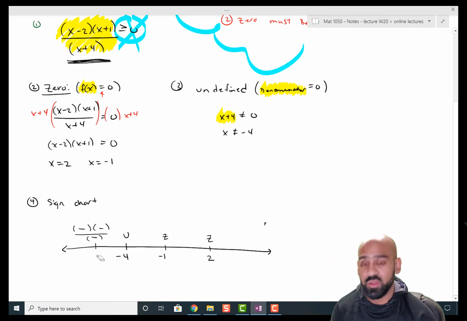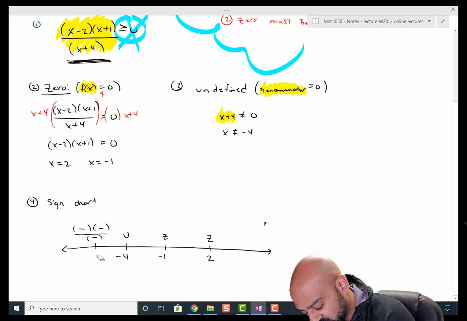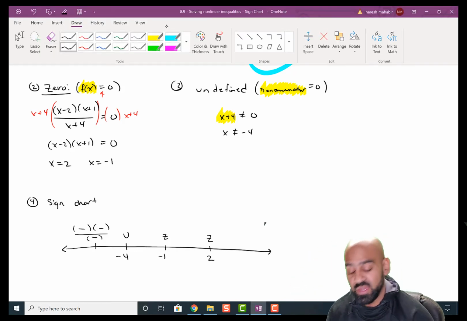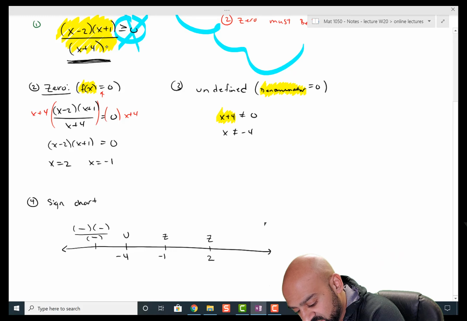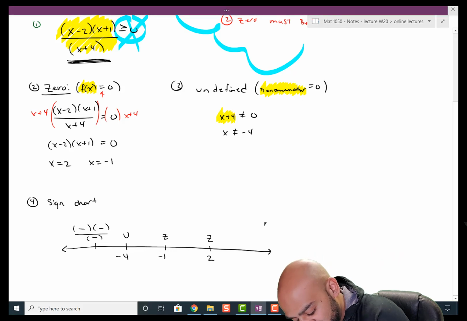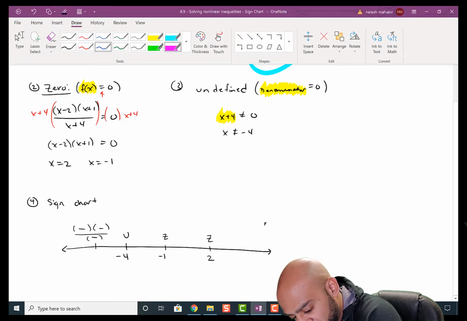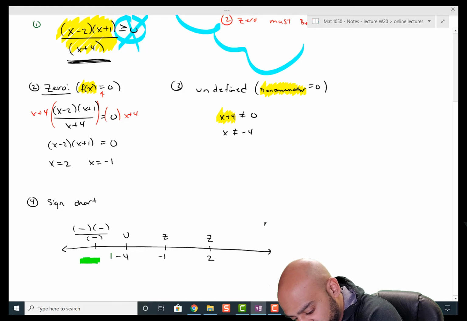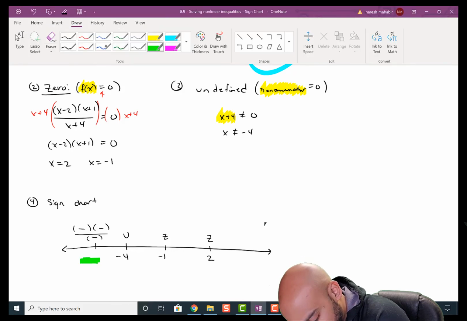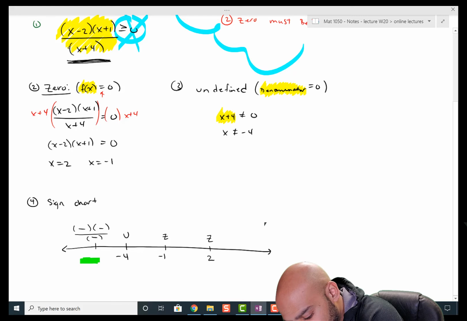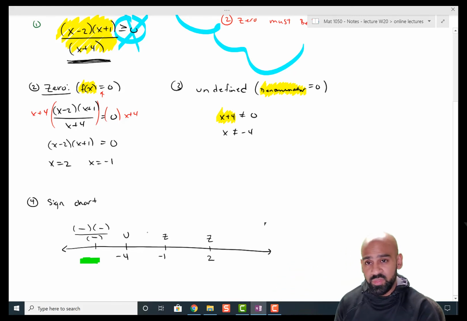This is why it's called a sign chart, because I don't really need to know the numbers. I just need to know the sign. So a negative times a negative divided by a negative, well, that's going to be a positive on top divided by a negative. So therefore, that has to be a negative here. So that's what this guy is. Okay, and when you do this for each one, you'll see that certain things change.